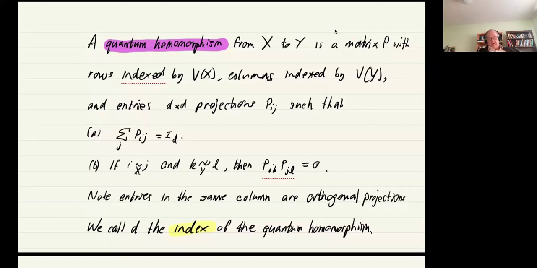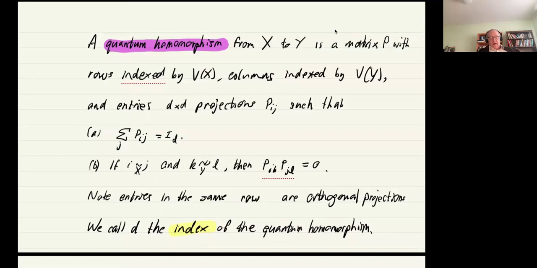It again follows, I said, the entries in the same row. Yeah, I'll prove it in a minute. The columns, I can't say about the columns just yet. The point is that this condition, the fact that if you have a bunch of projections that sum to the identity, they must be pairwise orthogonal, and I'll be running through the proof of that in a minute.